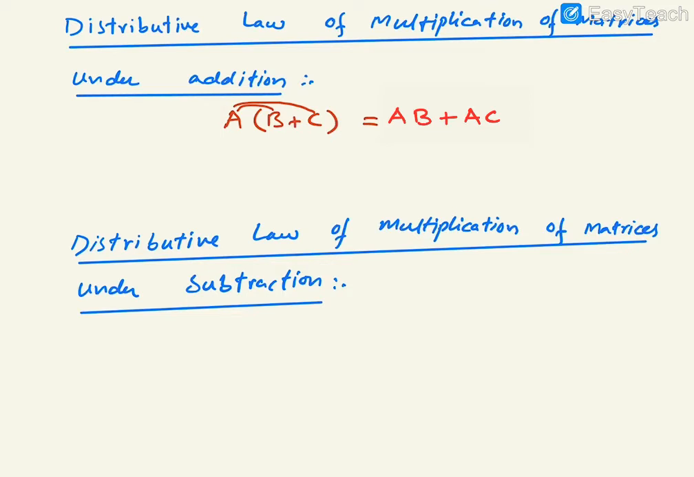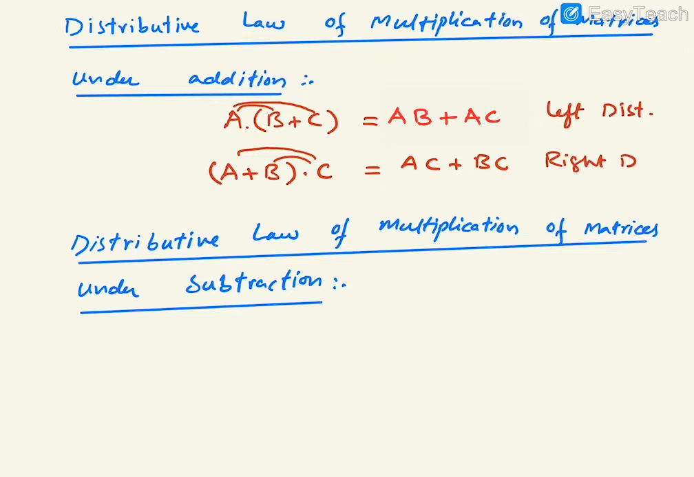This is called left distributive, because we are multiplying from the left side. Now what will be right distributive? Here you can write (A plus B) multiplying C, so AC plus BC. So this is called right distributive because we are multiplying from the right side. C is multiplying, C is on the right side, so this is right distributive.